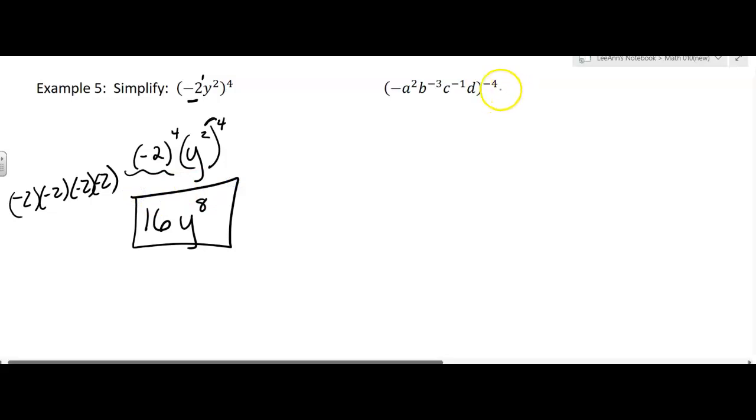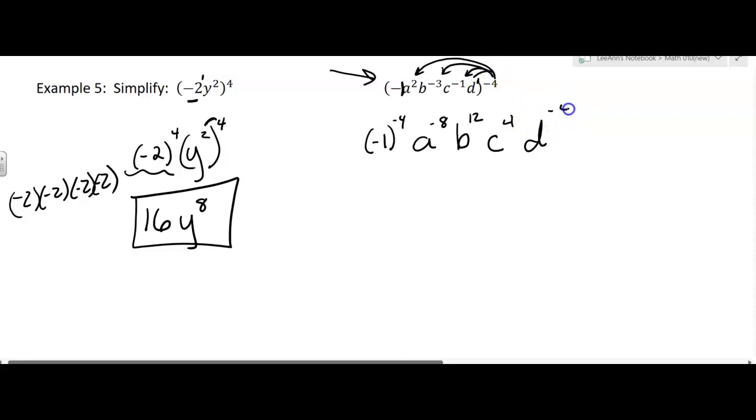Now let's look at this. This is crazy difficult. I made this problem up. Okay, so what's the coefficient here? Well, it's -1. So you have -1 to the -4th, which we can talk about later. You would have a to the -8, because I'm going to go -4 times 2. I would have b to the 12th, because -4 times -3. I'd have c to the 4th, and then I would have d, that's d to the first power, so d to the -4.